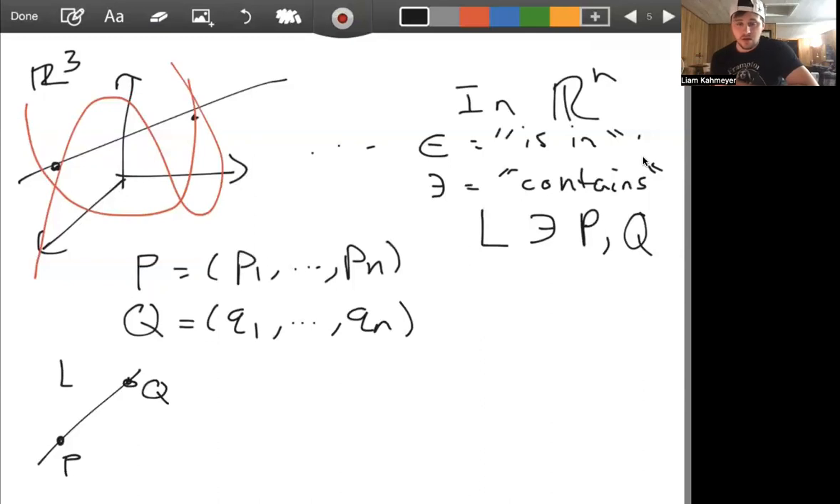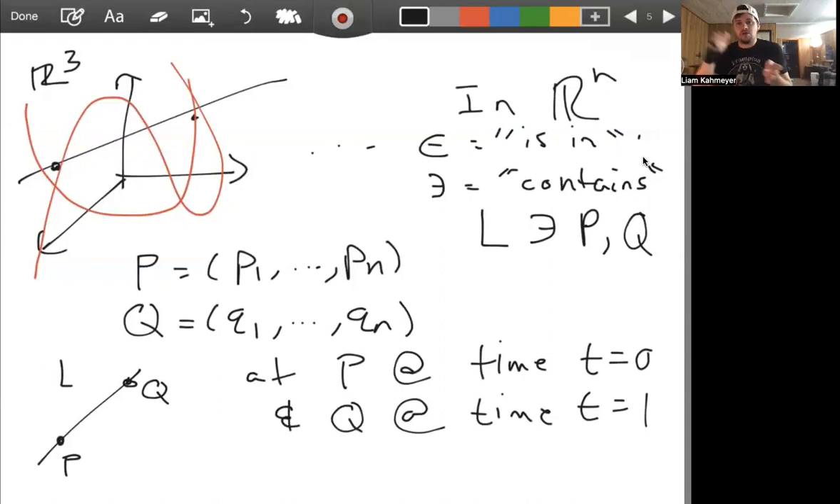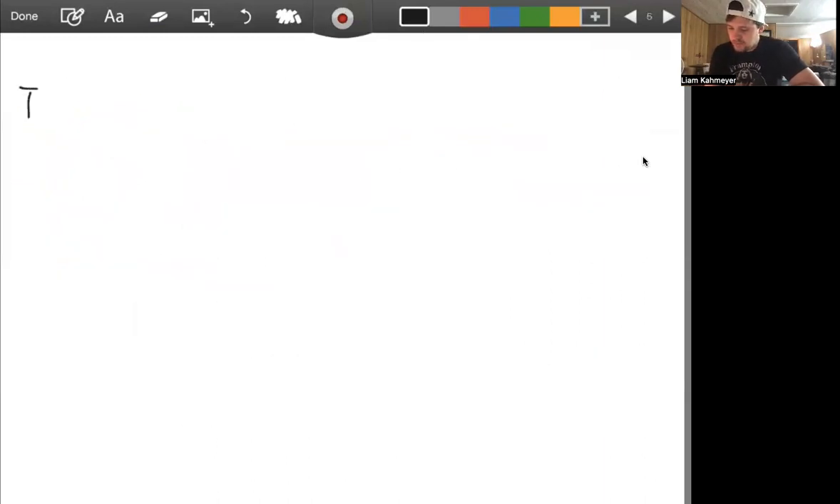Let's look at this through a parametric lens here. So let's say we're at P at time t equals 0 and Q at time t equals 1, right? We could scale our time, or how we're subdividing our units of time, so that traveling from P to Q takes exactly 1 unit, right? Well, then how could we find an equation for this line? Well, how do you find an equation for a line in R2? And let's look at Cartesian.